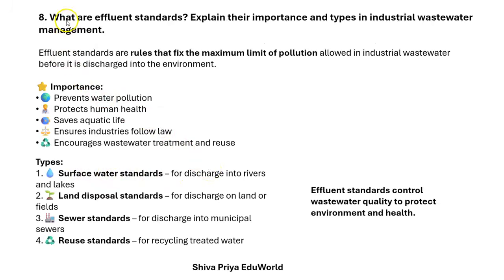I have only 1 minute. What are effluent standards, and explain their importance and types in industrial wastewater management. Effluent standards are the rules that fix the maximum limit of pollution allowed in industrial wastewater before it is discharged into the environment. The importance: it prevents water pollution, protects human health, and saves aquatic plants and animals. It ensures industries follow the law as well. It encourages wastewater treatment and reuse as well. These are all the importance.